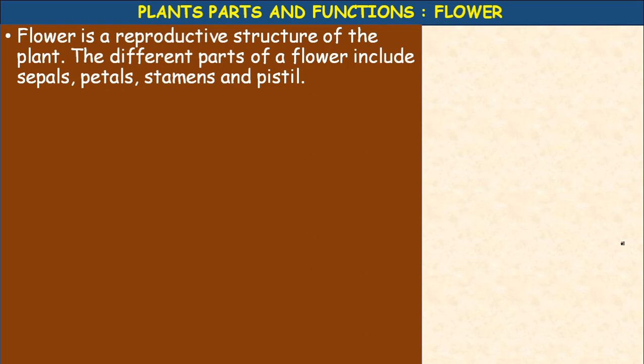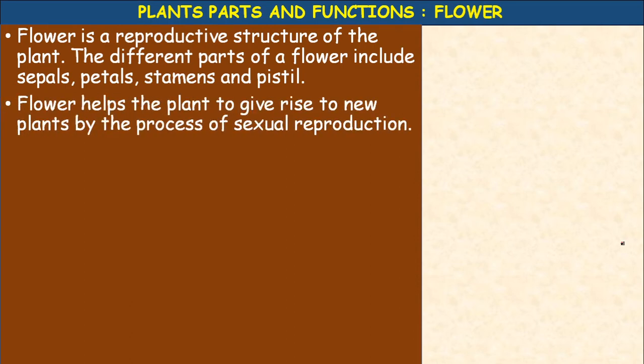Next part is the flower. The most attractive part of the plant is the flower. The flower is also called the reproductive shoot. The flower is the reproductive structure of the plant. The different parts of a flower include sepals, petals, stamens and pistil. The flower helps the plant to give rise to new plants by the process of sexual reproduction.